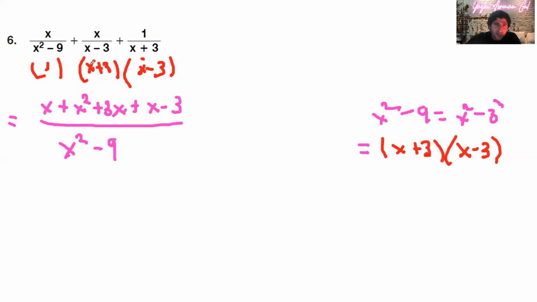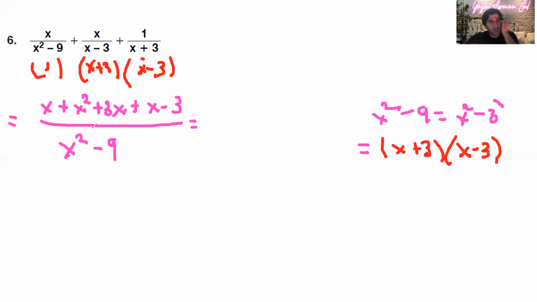Don't get confused, guys, because we did say here x squared minus 9 equals x squared minus 3 squared, because if you write 9 as an exponent, it's going to be 3 squared. That's why it's the difference of two squares, x plus 3 times x minus 3. If I multiply x minus 3 by x plus 3, it's going to be x squared minus 3 squared. In other words, it's going to be x squared minus 9. You can say x squared minus 3 squared also, whatever you want to say.